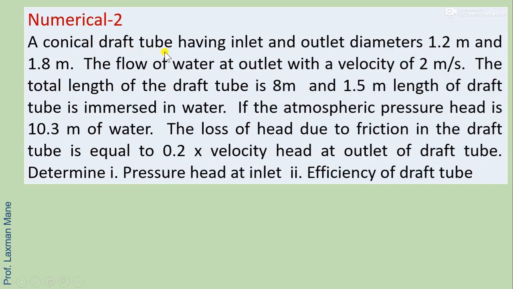Second numerical, in which inlet and outlet diameters are given, flow velocity at the outlet is given, total length of draft tube 8 meter is given and 1.5 meter length of draft tube below the water is given. Atmospheric pressure head is given 10.3 meter. Loss due to friction in the draft tube is given as 0.2 times velocity head at outlet of draft tube.